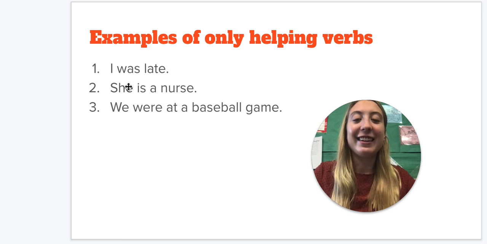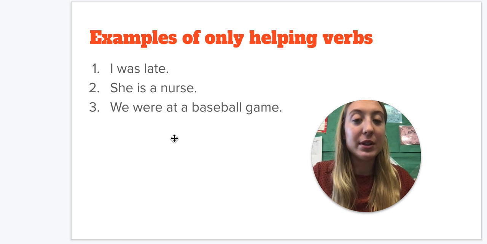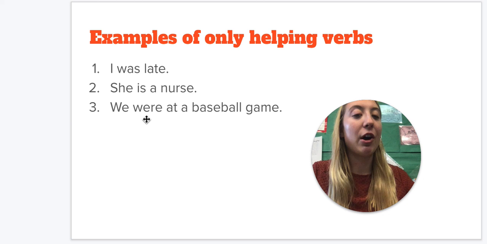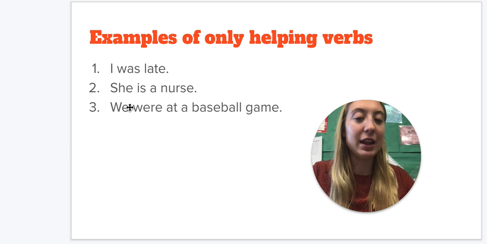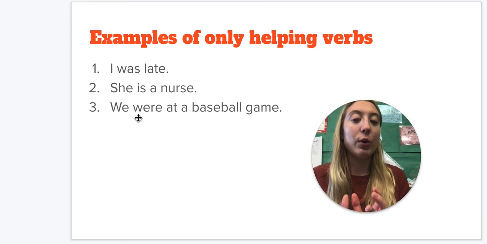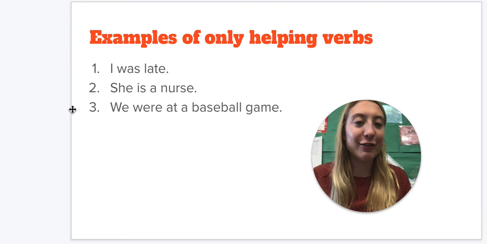All right, we were at a baseball game. Who is it about? It's about we. What were we doing? Well, we were at a baseball game. But right here, at a baseball game, that's not a verb. And we know were is our helping verb, and it's the only one in there, which makes it also our main verb. So those are just some examples of the helping verbs standing alone in a sentence with no action verb.